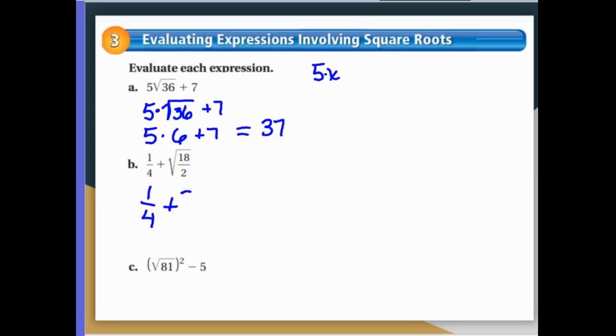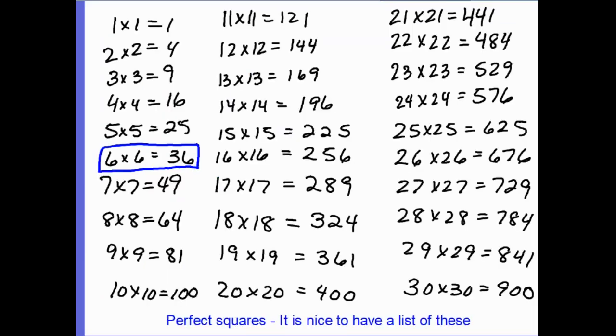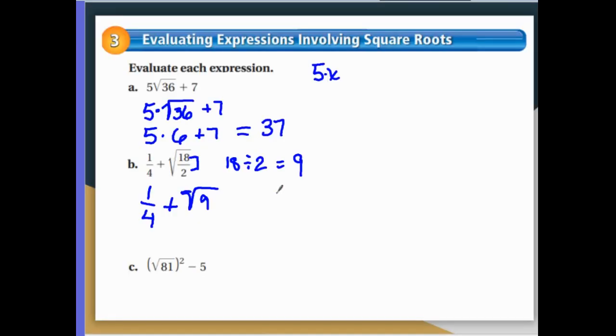So let's go back and look at that again. What if we do 18 divided by 2? What is 18 divided by 2? It's 9. So can we do the square root of 9 instead? Looking back here, you say, yes, there it is right there. The square root of 9 is 3. So we'd have 1/4 plus 3, which equals 3 1/4.